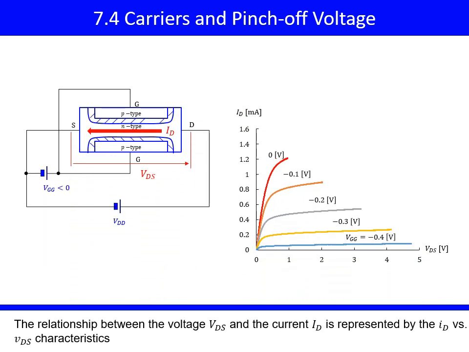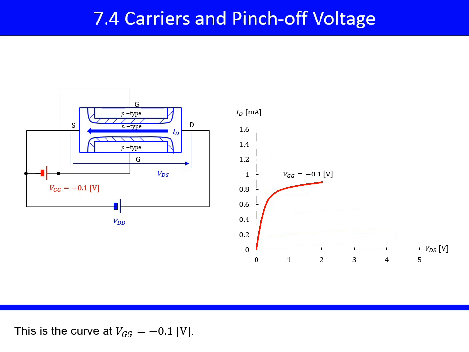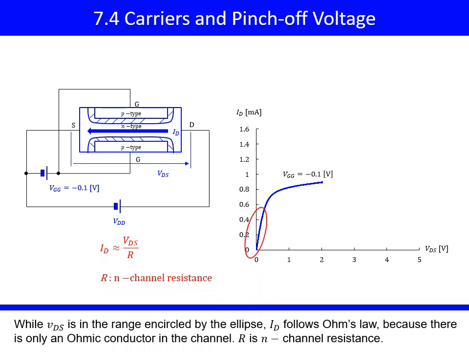The relationship between the voltage VDS and the current ID is represented by the ID versus VDS characteristics. This is the curve at VGG equals negative 0.1 volts. While VDS is in the range encircled by the ellipse, ID follows Ohm's law, because there is only an ohmic conductor in the channel. R is N-channel resistance.